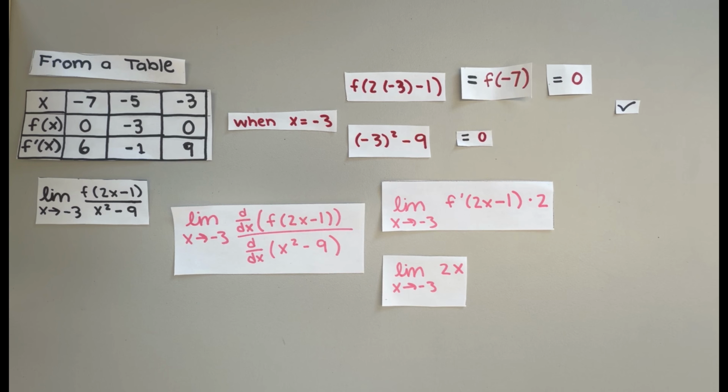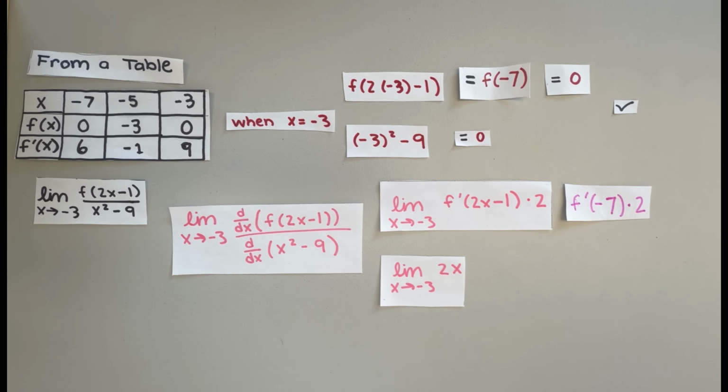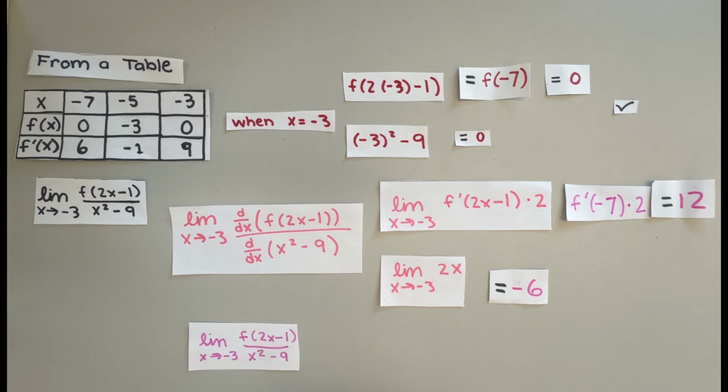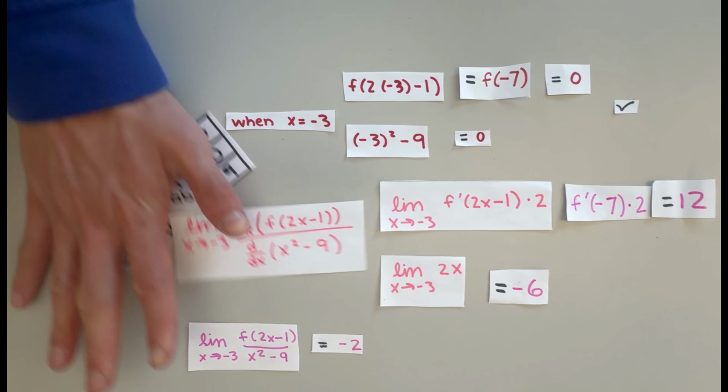Now, we evaluate these new limit expressions by plugging in our x value of negative 3. On the top, we get f prime of negative 7 times 2, and given our table, that gives us 12. On the bottom, evaluating 2x at negative 3 just gives us negative 6. Finally, we just divide our numerator result by our denominator result, and 12 divided by negative 6 leaves us with the final answer of negative 2.